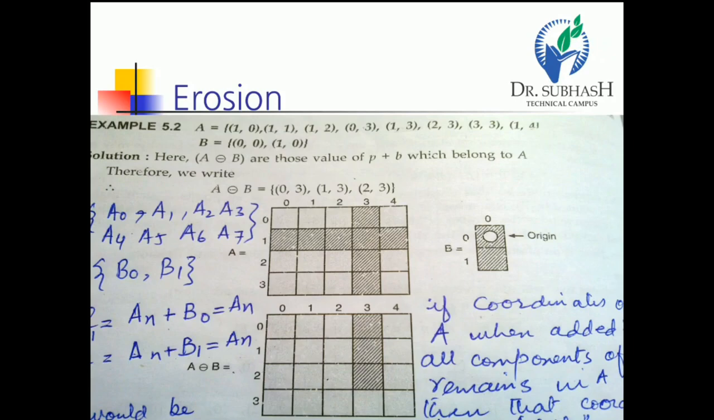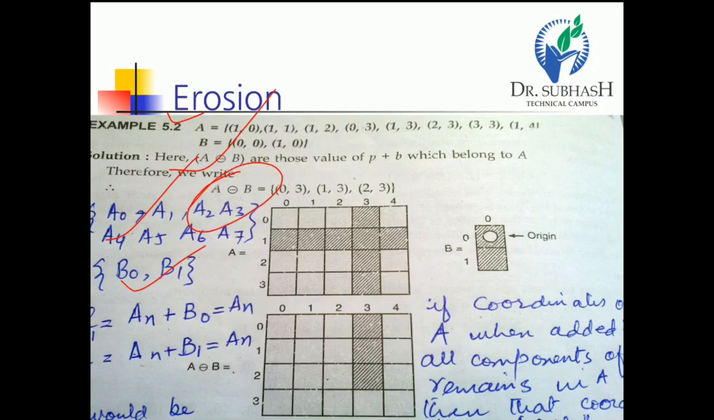This is the example where we are computing the erosion. So we have to take the values of A and B, then find the different values that can be represented with A0, A1, A2, A3 up to A7, and similarly B that can be represented with B0 and B1. B0 means 0 0 and B1 means 1 1. So with that we can find A erosion B.